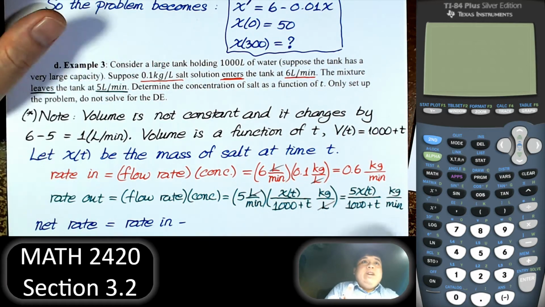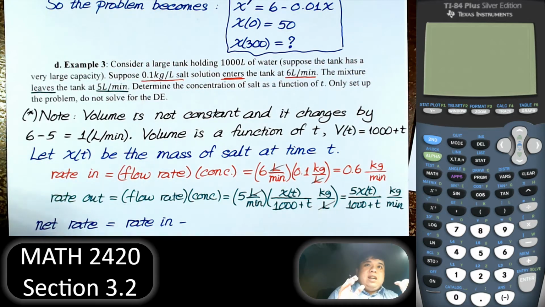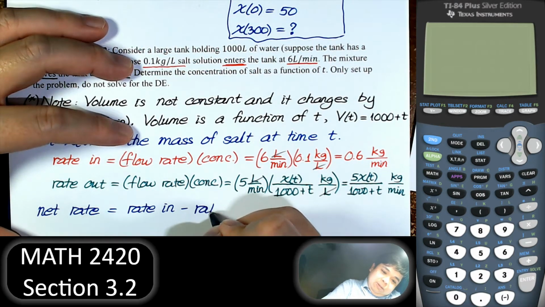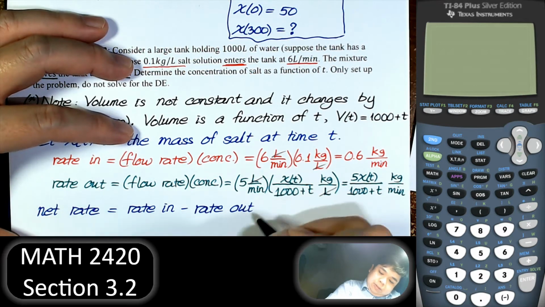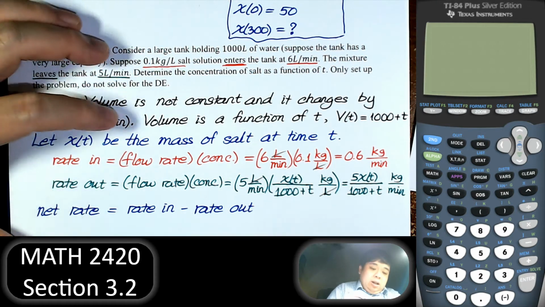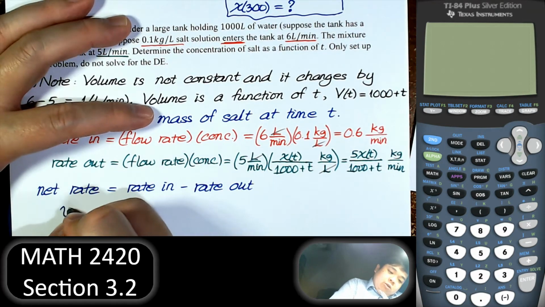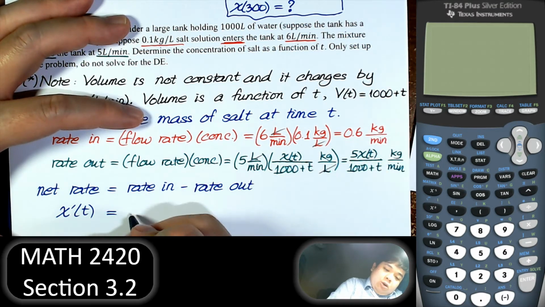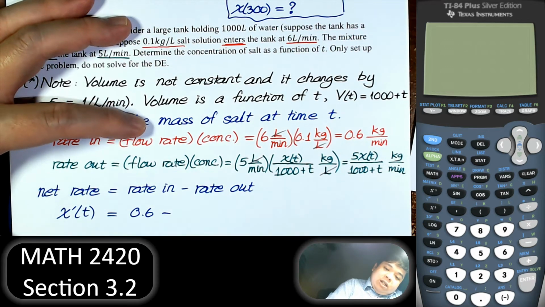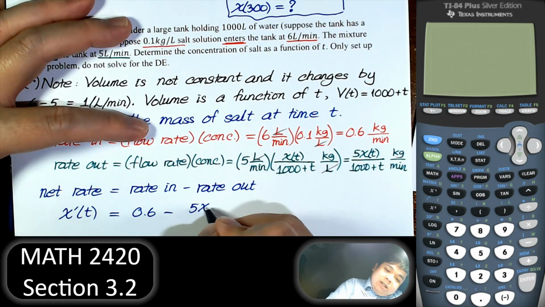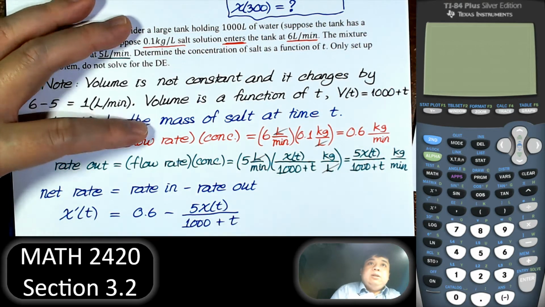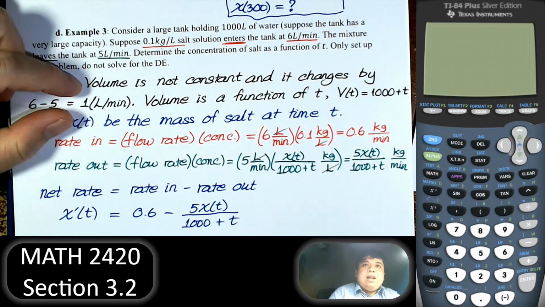Yeah, so for this equation, a different story, but like I said, the focus now is only to set up the problem. So we do that. Net rate, of course, is the derivative of x with respect to t. The rate in is 0.6. The rate out is 5x of t over 1000 plus t. That is the equation, right?